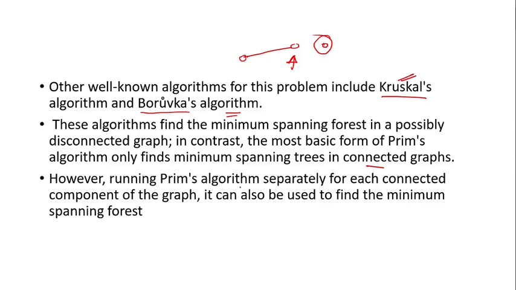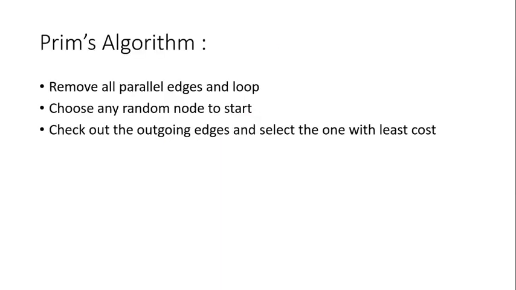However, by running Prim's algorithm separately for each connected component of the graph, it can also be used for finding a minimum spanning forest. Anyway, this is a little bit of background of Prim's algorithm. So you understood who invented it, what the background is, and what similar algorithms are available. Also, Prim's algorithm is not applicable for a disconnected graph, and it is applicable only for an undirected graph, I suppose.